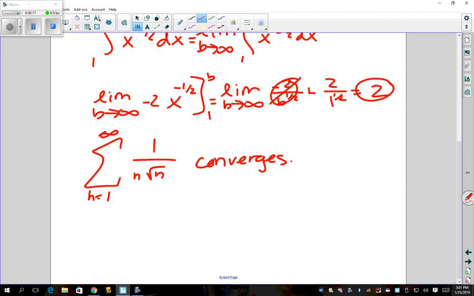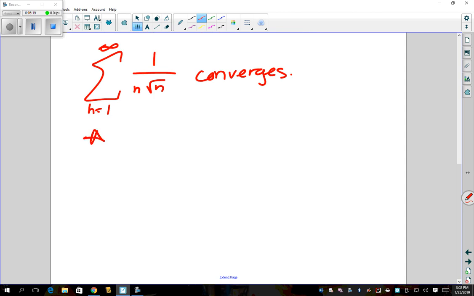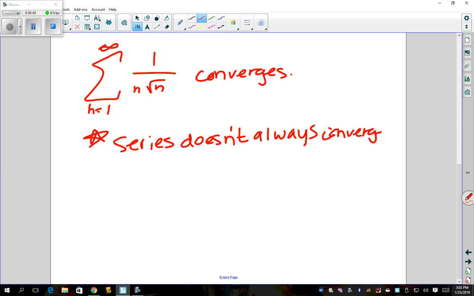It's an important thing to note, and I want to write this down here. The series does not always converge to whatever you get for the integral. If we try to find the infinite series and take partial sums, this would definitely be greater than 2 if you plug it in your calculator. So the series doesn't always converge to the same value as the integral converges to.